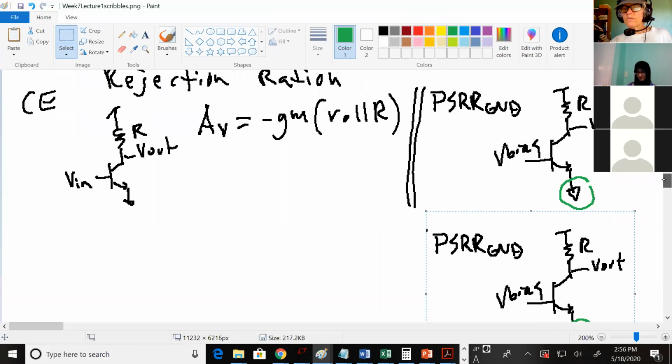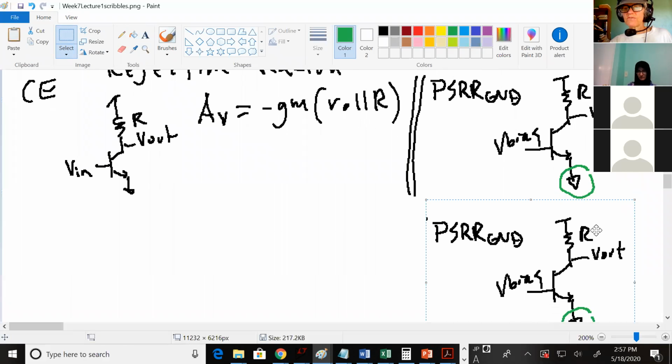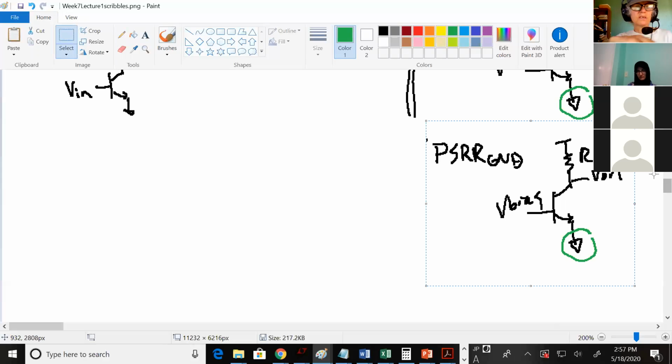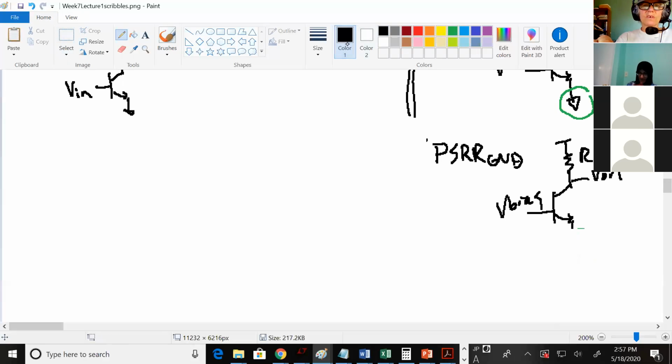I'm going to take where ground was and change that to V in. So now I'm going to take this and delete it. And what was ground before, I'm going to change that to V in, because I want to see how much of a moving signal, noise on ground, gets to the output. Up to there, is that okay?